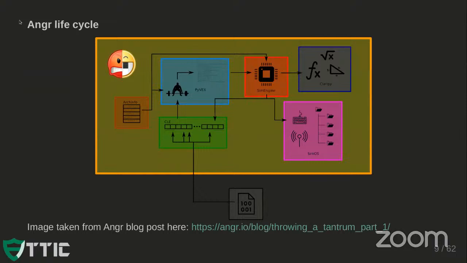This image, I took it from the angr blog post. It is an illustration of the life cycle. This is the part that translates into the intermediate language. This is the execution engine where the symbolic execution takes place. Then the solver can use this, and it also provides the emulation for the file system. So you can use stdout, stdin, or you can use files with angr as well.